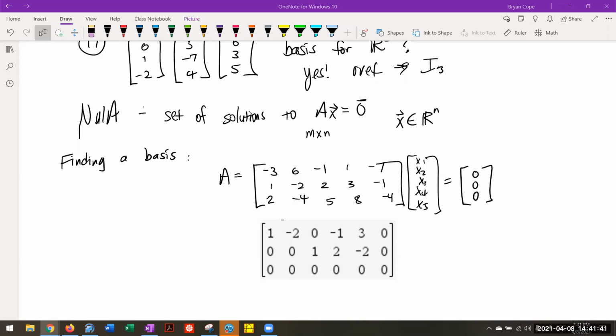And this one's augmented, right? That's augmented, yeah. So we could put the dashed lines in there if we want.